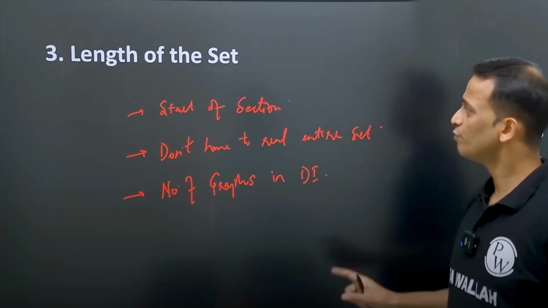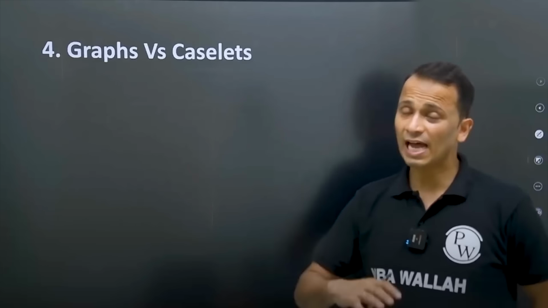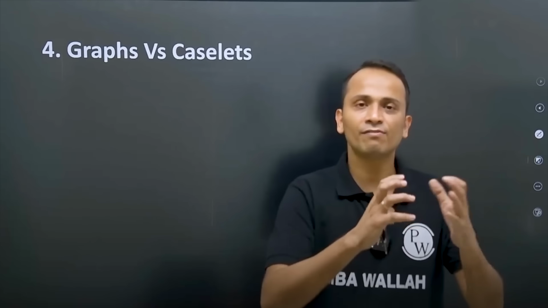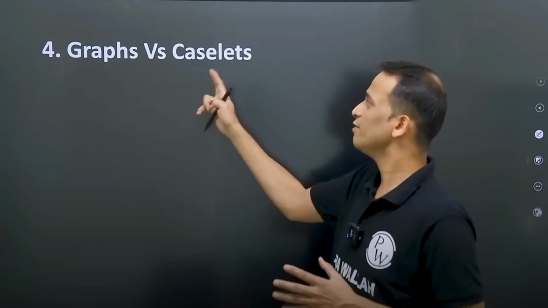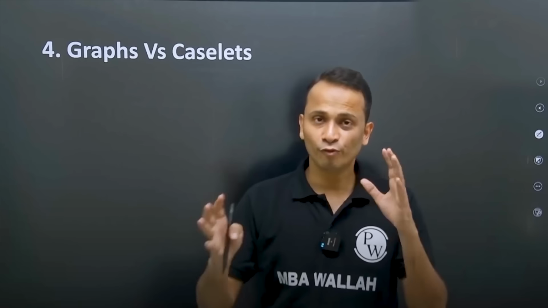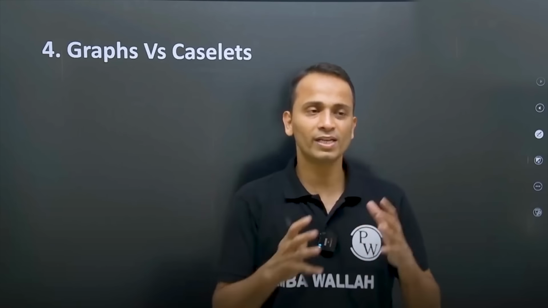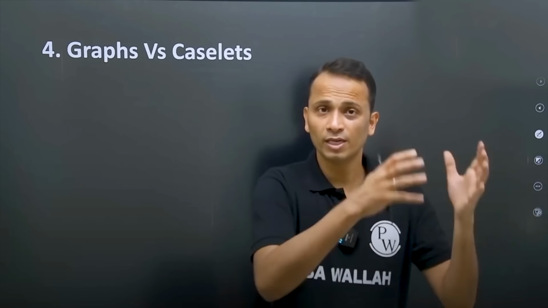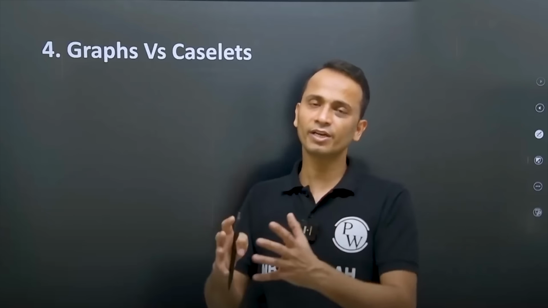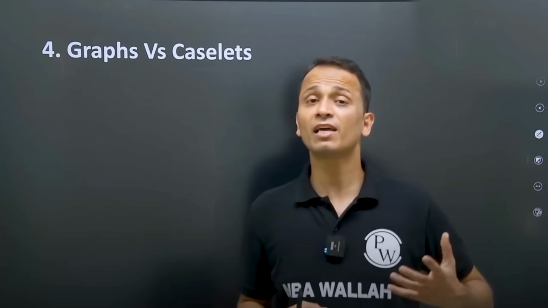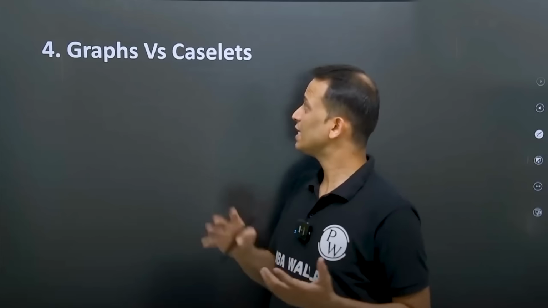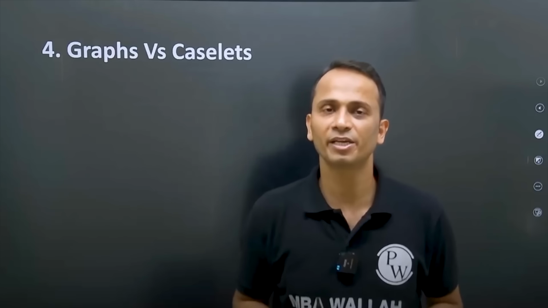Now, my dear friends, moving on to the fourth criteria, which is graphs versus caselets. I have a question of data interpretation and a table drawn in front of me, or I convert the same table into the form of a caselet. Which of these two is easier to interpret? I can say that in data interpretation, graphs are easier to handle. I would not say easier, but graphs are faster to interpret as compared to a caselet, right?